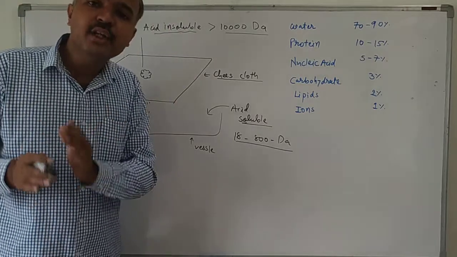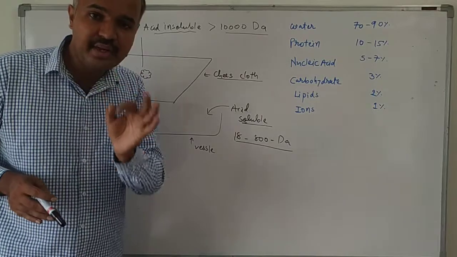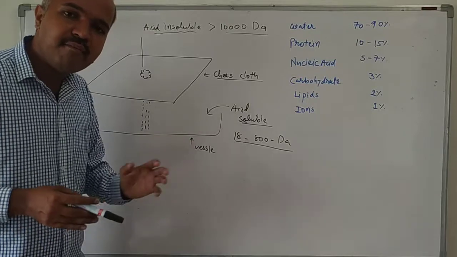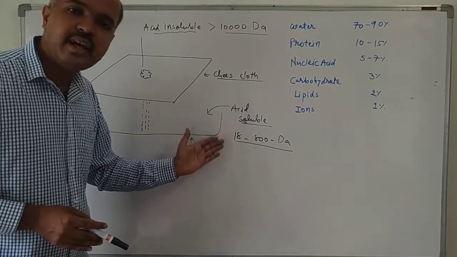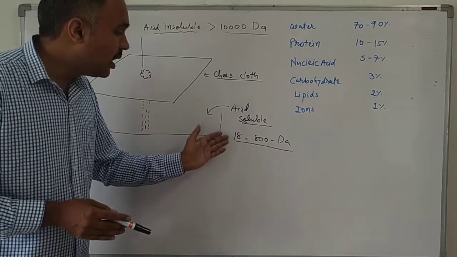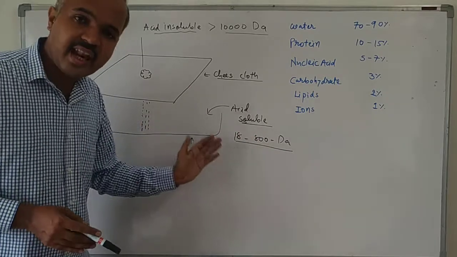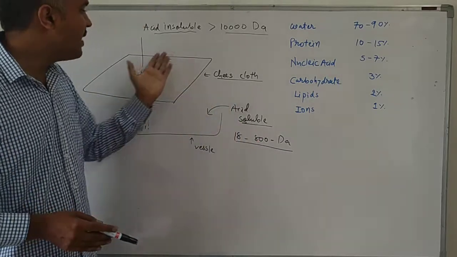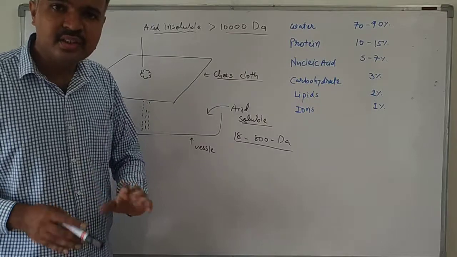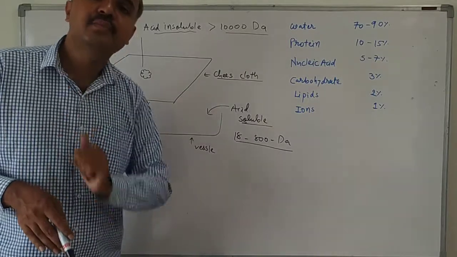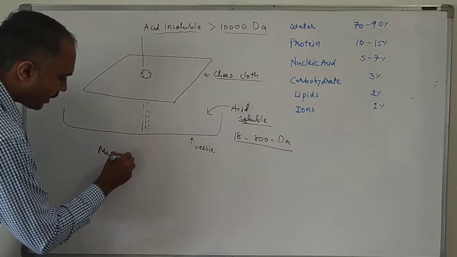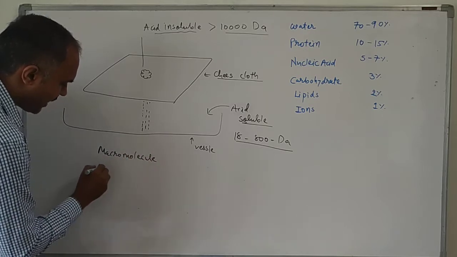Now let's talk about the definition of macromolecule and micromolecule. Initially, we have gathered the facts. We have said that the substances present in the acid soluble fraction have a molecular weight range of 18 to 800 Dalton, whereas substances present in the acid insoluble fraction have more than 10,000 Dalton. These are the facts. Now let's talk about the definition of macromolecule and micromolecule.